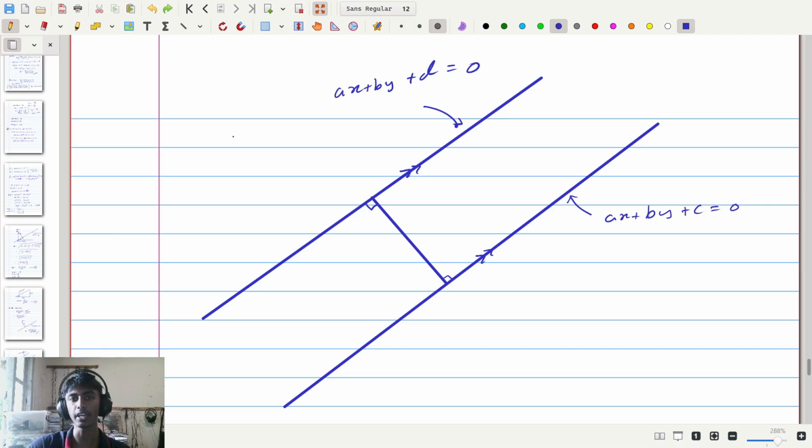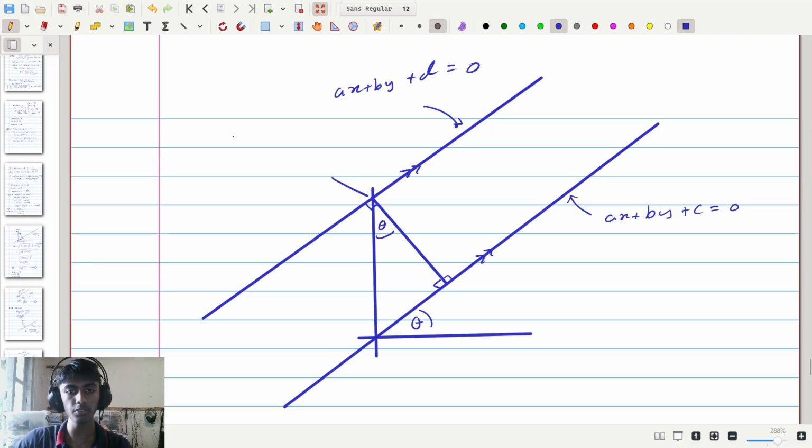So let's suppose this is the case. Let's suppose one of the lines is ax plus by plus c equals 0 and the other line is ax plus by plus d equals 0. And let's now once again do a little construction to try to find this perpendicular distance. Let's suppose this angle here is theta. Then this angle here would also be theta. And this is a 90-degree angle. If this is a vertical, let's suppose that this point here is at x coordinate x0. Therefore this other point which is on the same vertical would also have x coordinate x0.